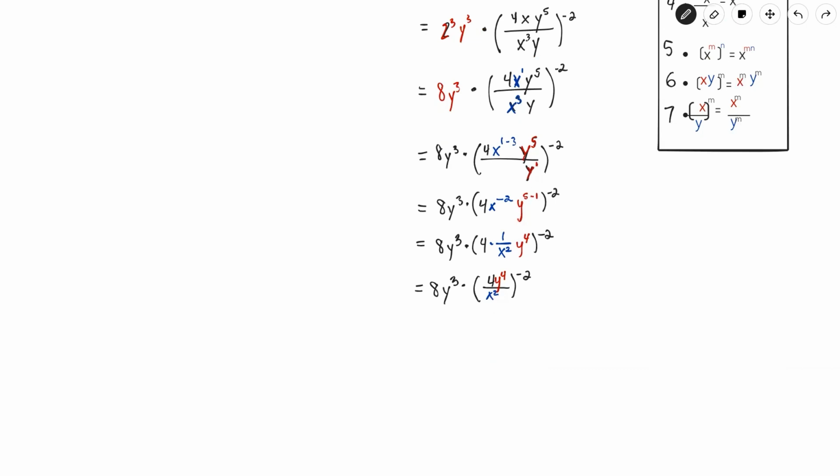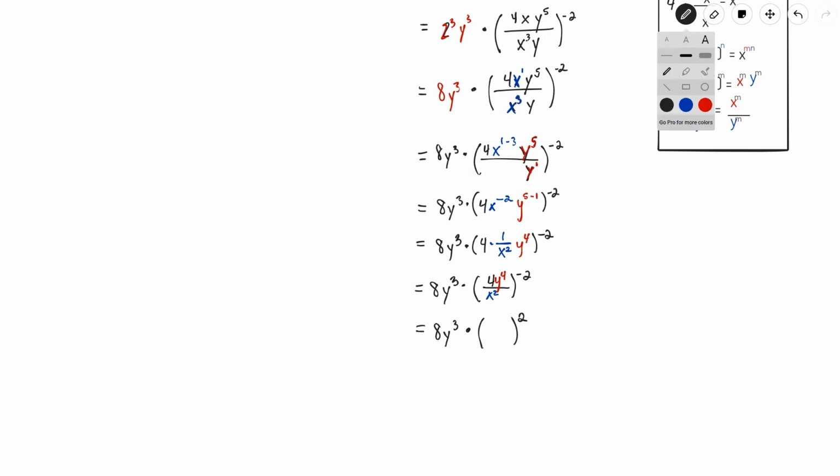I know that I can fix a negative power or get rid of it by taking its reciprocal. What am I taking the reciprocal of? Well, that negative 2 power is attached to this group here, and so I'm going to take the reciprocal of that group. I'm not even touching this 8y to the 3rd power, so I'm just going to rewrite it, but I am going to flip this fraction here.